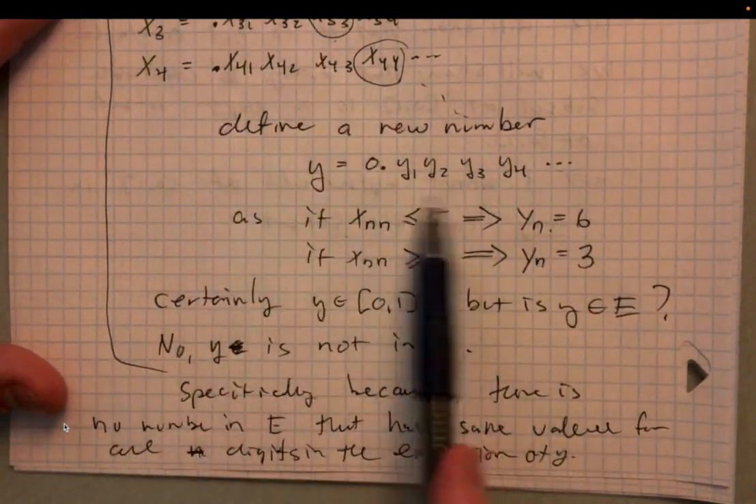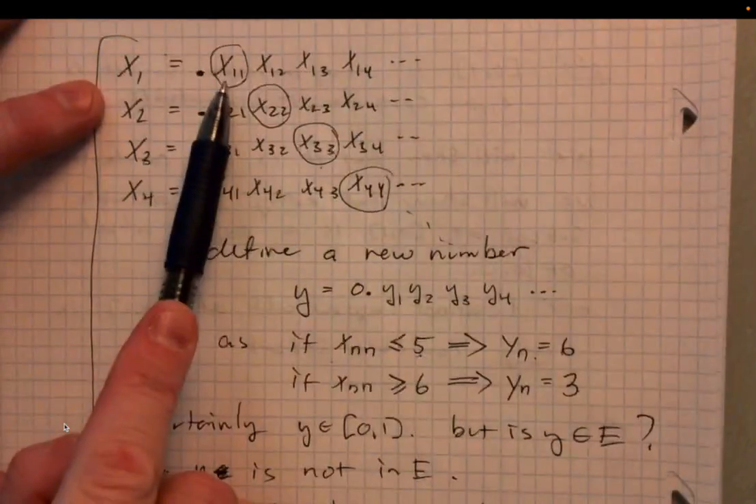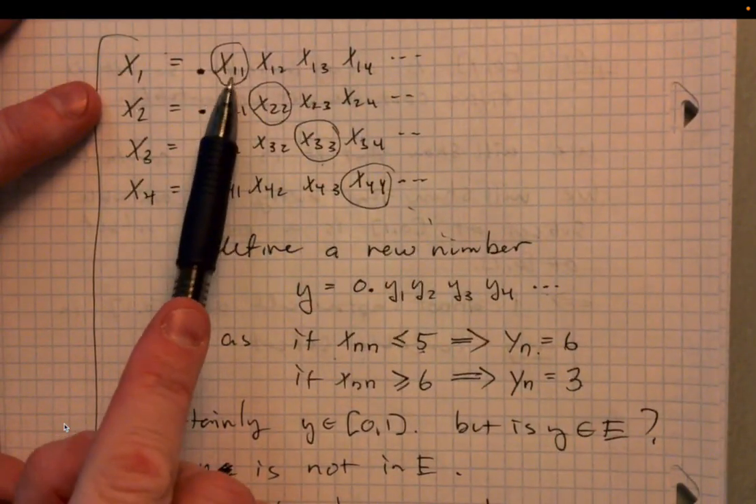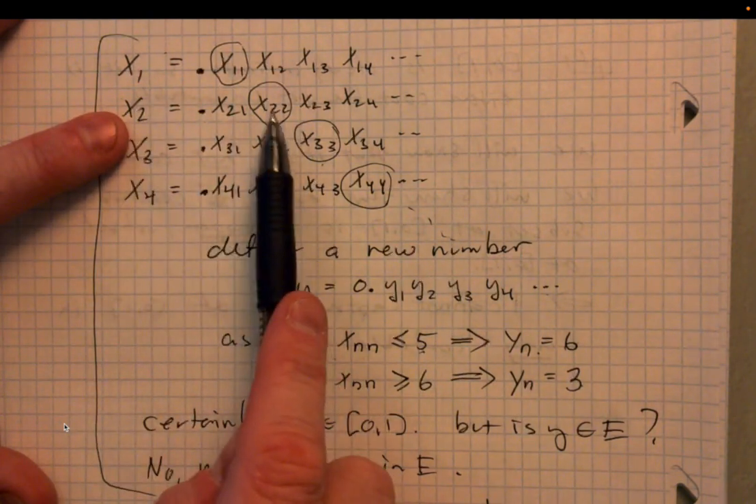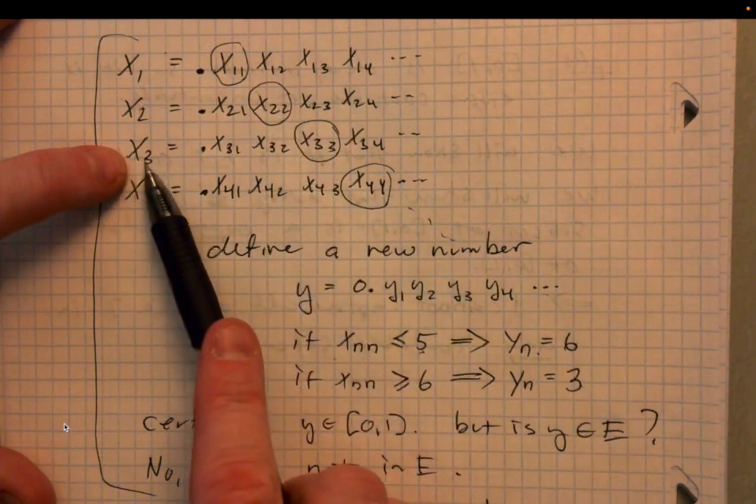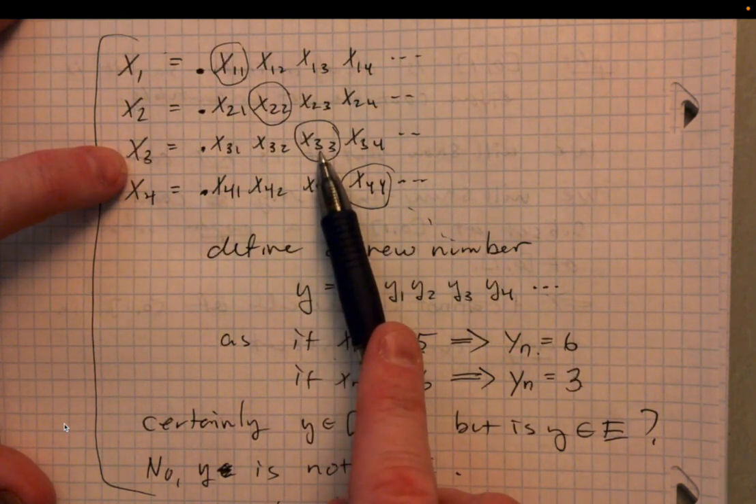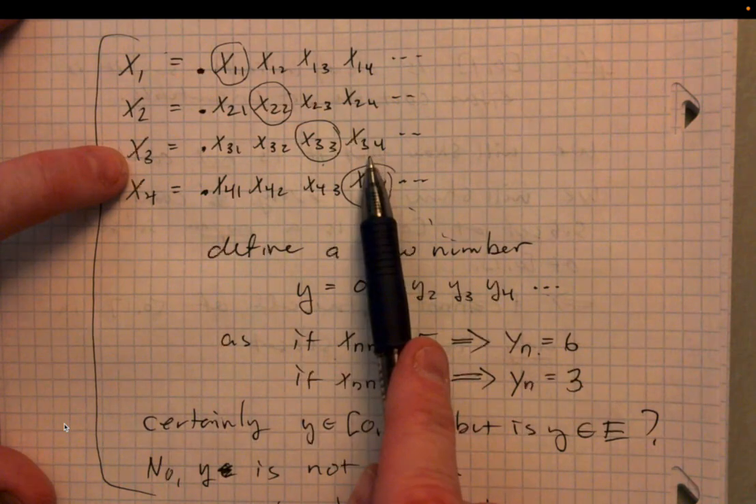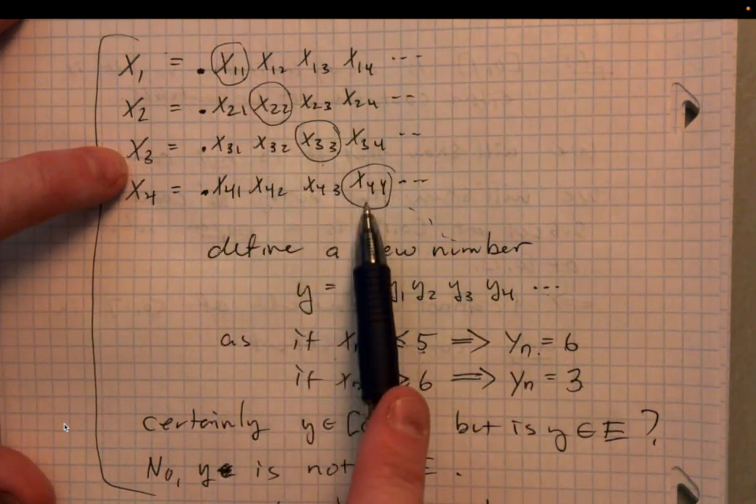So specifically, we know that y is different than x1, at least in this digit, right? And we know that y is different from x2 specifically because of this digit. We know that y can't be equal to x3 because it has a different third digit, right? It may have other digits that differ as well, but we know for sure that these digits are all different.